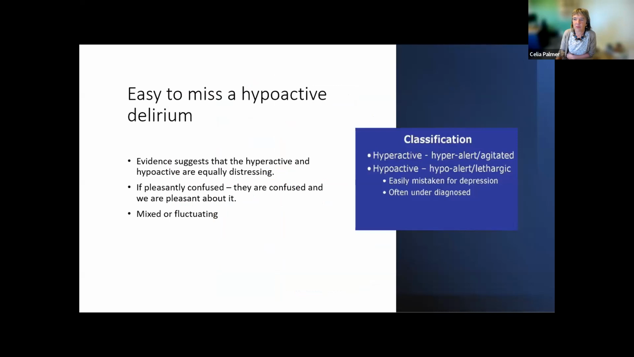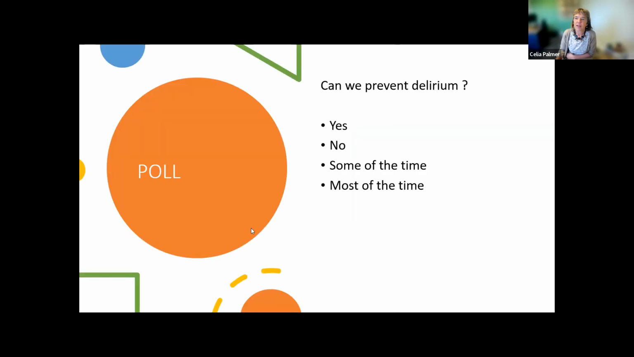So that was my key message, that it's easy to miss this. And also just bringing out that case of often people talk about someone being confused and maybe pleasantly confused, but actually that's not that pleasant. People who remember a hyperactive delirium also remember that as traumatic. So it's not something to, they're confused and we're pleasant about it, is how one person put it.